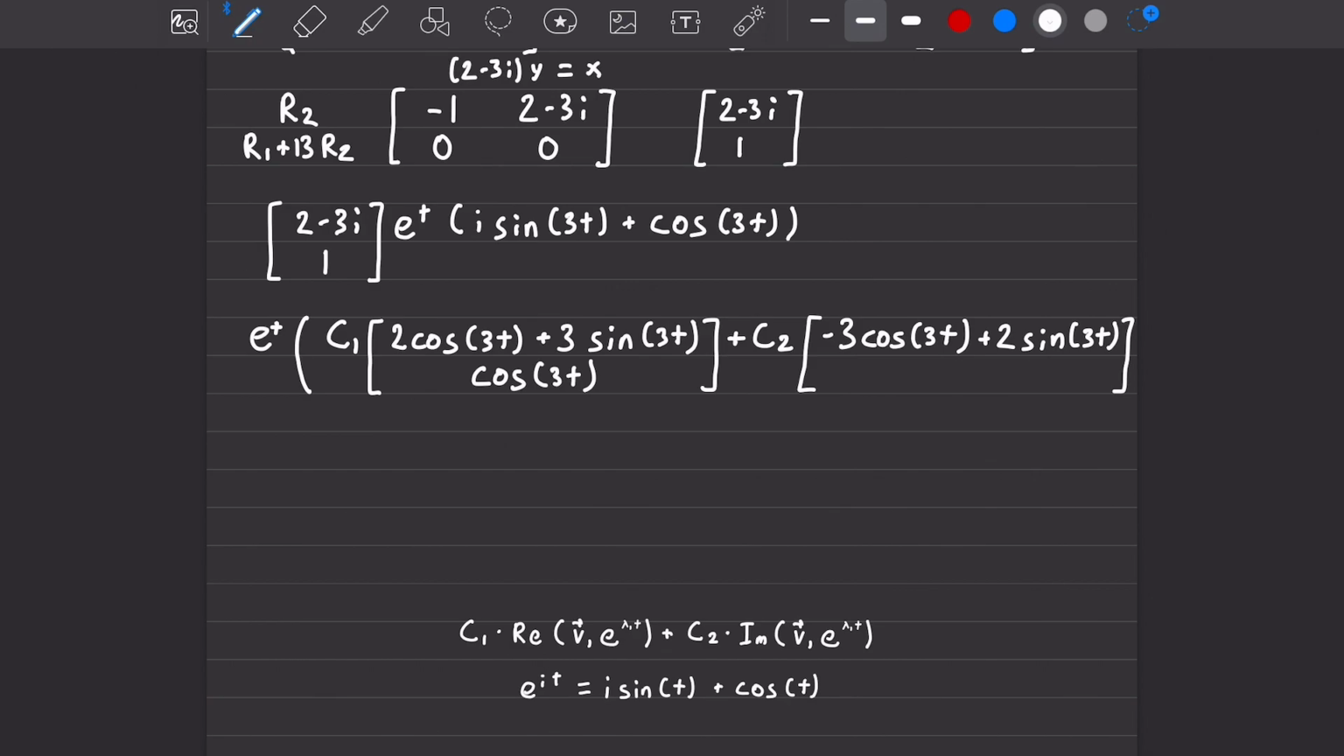So if you're having trouble with these problems, I definitely recommend looking at the real case first, the real and distinct eigenvalues case. So that's the video before this one.